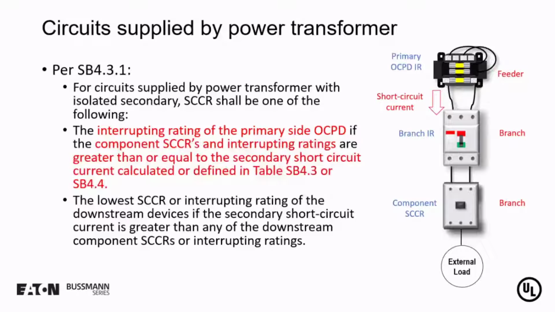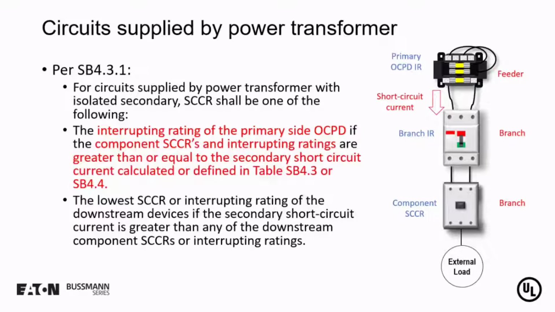So the SCCR of this branch circuit that's connected to the secondary can take on the interrupting rating of the primary side overcurrent protection, if the component short circuit current ratings and the interrupting ratings of the devices in that branch circuit connected to the secondary are equal to or greater than the secondary short circuit current calculated or defined in table SB 4.3, which would be for single-phase transformers, and then table SB 4.4 for three-phase transformers. So what we're doing here is using a transformer as a limiting impedance so that it limits the amount of short circuit current available to the branch that's connected to the secondary.